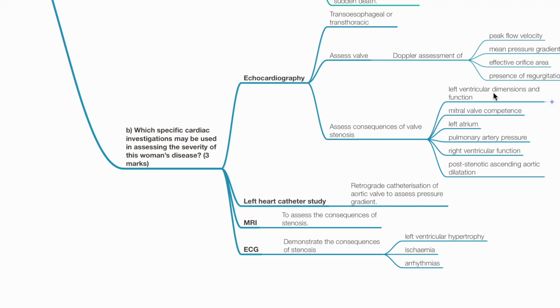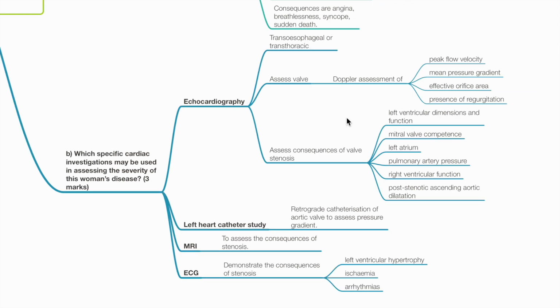B. Which specific cardiac investigations may be used in assessing the severity of aortic stenosis? Investigations include echocardiography, left heart catheter study, MRI, and ECG. Echocardiography may be transesophageal or transthoracic. Assess the valve via Doppler assessment of peak flow velocity, mean pressure gradient, effective orifice area, and presence of regurgitation.